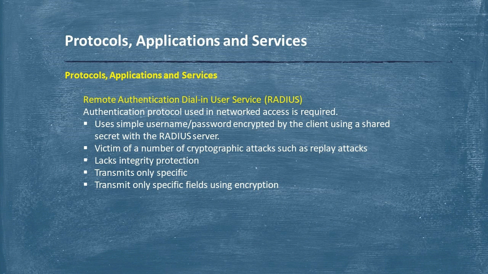Now another protocol which is widely used by ISPs is called the Radius protocol. Radius is Remote Authentication Dial-In User Service. It is an authentication protocol used in network environments such as ISPs, or where single sign-on for layer 3 network access is required. It uses simple username and password encryption, and is a victim of a number of cryptographic attacks. It lacks integrity protection and transmits only specific fields using encryption. This is about Radius.